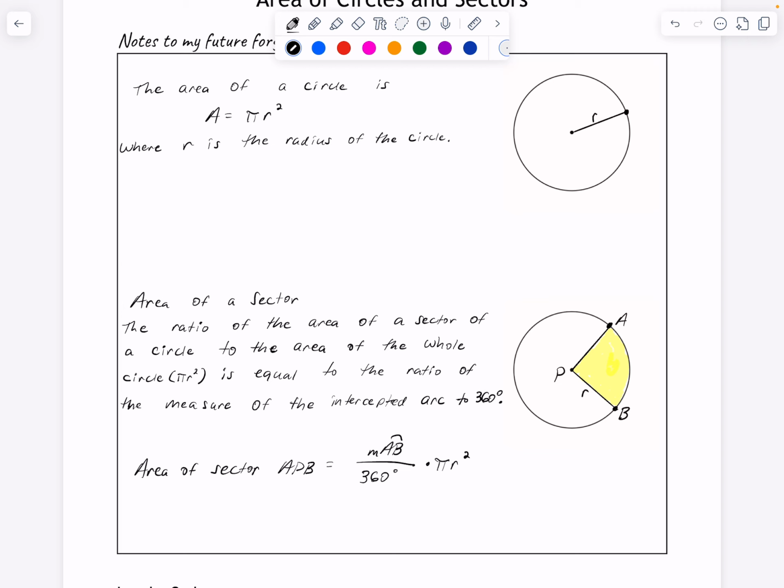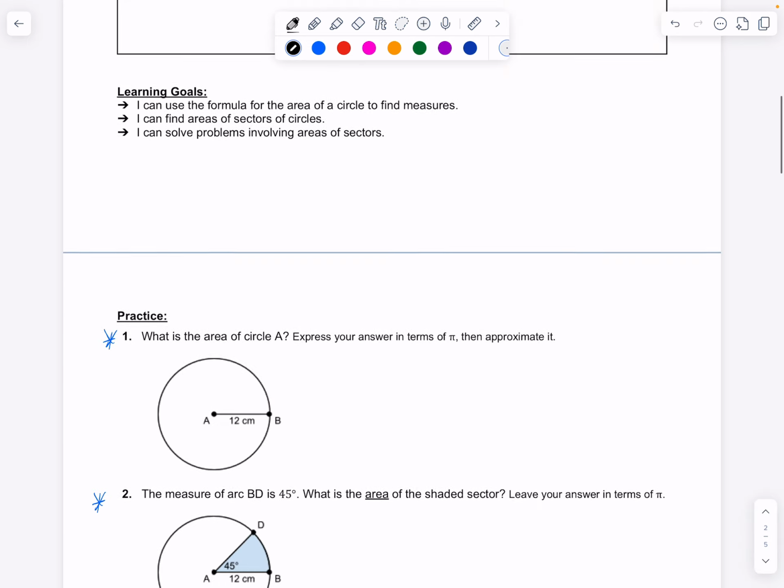Now, that's a lot of words there. The way my brain thinks of this is that if you were to shade the whole thing yellow, that is the area of the circle. If we want just a part of that, this sector, then I need to find the ratio of that intercepted arc AB out of the 360 degrees and take that fraction and multiply it by the area. So that's essentially what we're going to do when we use this formula to solve some questions. All right, so let's do some together.